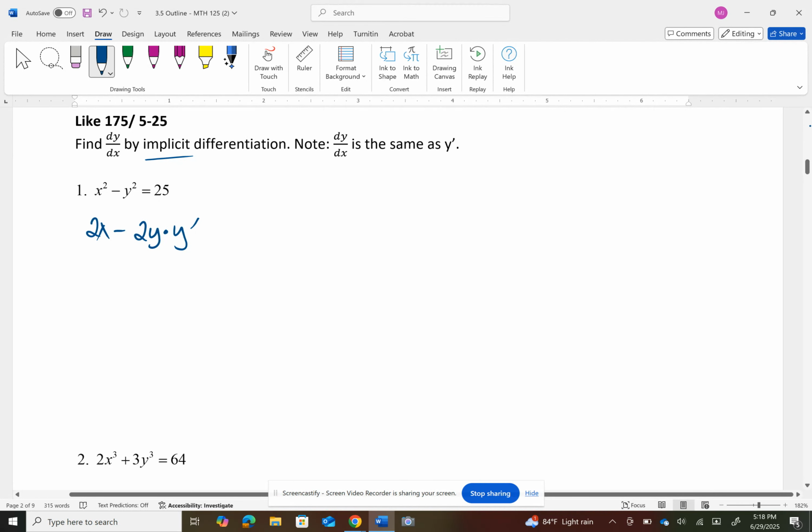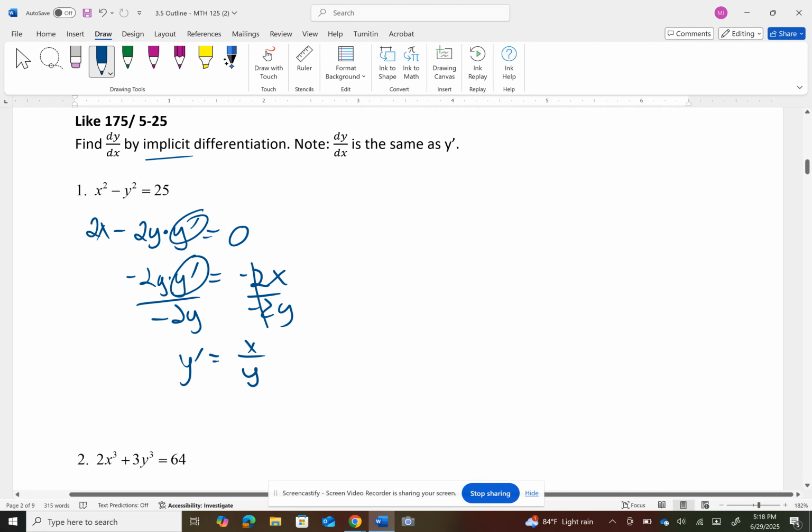So you have to use the chain rule and do the derivative of the y. And then the derivative of a constant would be 0. So leave the y term with the y prime in it on that side and move the 2x over. And then get that y prime by itself by dividing by negative 2y. You'd wind up then with y prime equaling x over y once you knock out the common factor.